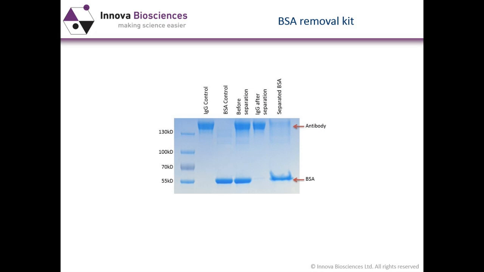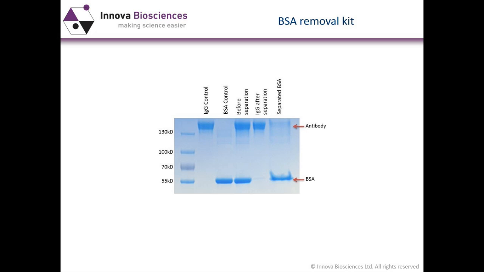The other SDS-PAGE gel that I'd like to show you just shows the effect of using our BSA removal kit. And this is really designed to remove BSA from an antibody that has been purified and had BSA added as a stabilizer. So again, moving left to right, you'll see second from the left an immunoglobulin control around about 150 kilodaltons, BSA at just over 55 kilodaltons, and then an antibody product that contains IgG with BSA as a stabilizer. So you'll see both bands present.